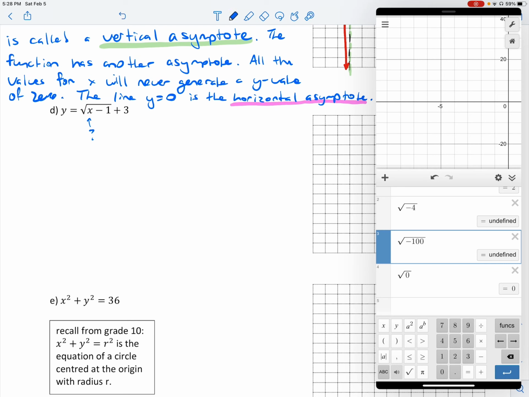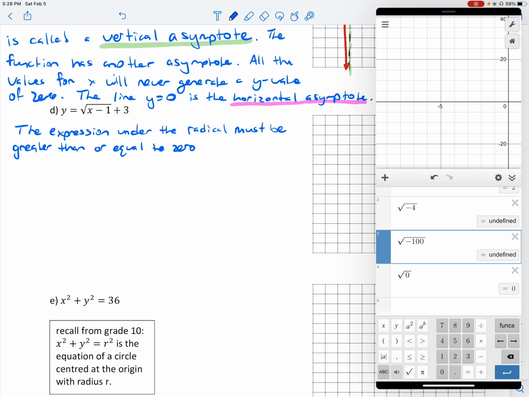So we will say here, going to erase this to give me a little more space, the expression under the radical, that's the square root sign, must be greater than or equal to 0. If we don't follow that, we will have undefined.